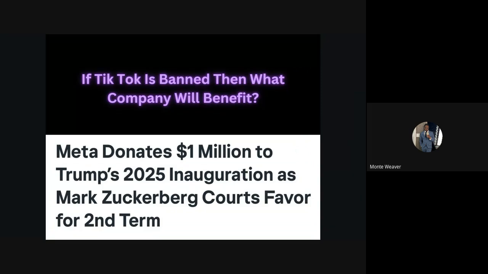Now, going to politics, if TikTok is banned, then what company will benefit? Put it in the chat, let me know. If TikTok gets banned, what company will benefit from that? Over the next 4 years, it seems like we all know what company we need to invest in, right? Just like Elon Musk did, Meta has donated $1 million to Trump's 2025 inauguration because he's trying to get political favor in the White House.